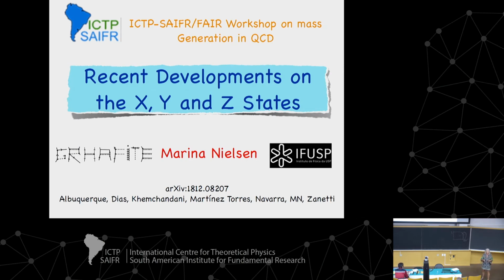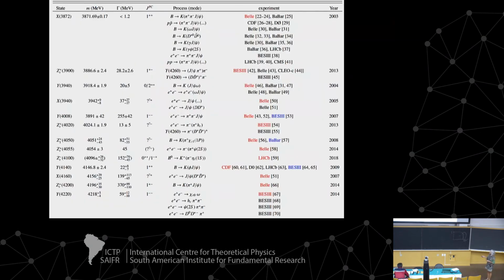So if we ask how many of these new X, Y, and Z states have been observed in recent years, there is a table here, and this is not all. This is only the beginning of the table. We can see they are organized by mass. It's not the year they were observed, but the mass. Here is the mass, the width, the quantum numbers when they are known. This is the process where they were seen, and these are the experiments. The red one was the collaboration that saw the state for the first time, and the blue one is a non-confirmation of the observation.